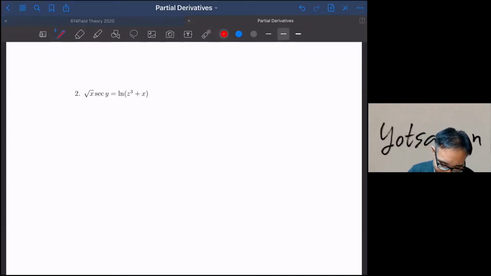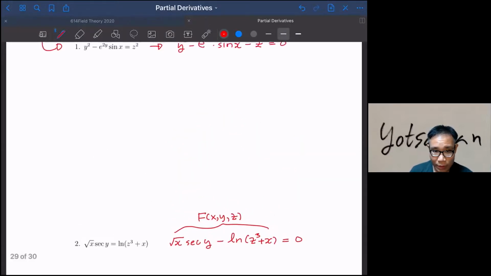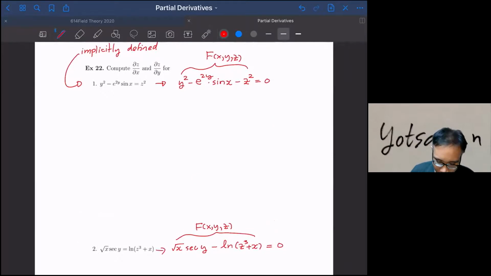So for this one, it's going to be square root x sec y minus log z to the third plus x equal to 0, and you can declare this function to be the function capital F(x, y, z). So this one will be your F(x, y, z). So with me so far, you just have the relation in x, y, and z, and you just make one side equal to 0. You can move this guy to the right side as well. However, it doesn't matter. At the end, the final answer will turn out to be the same anyway.